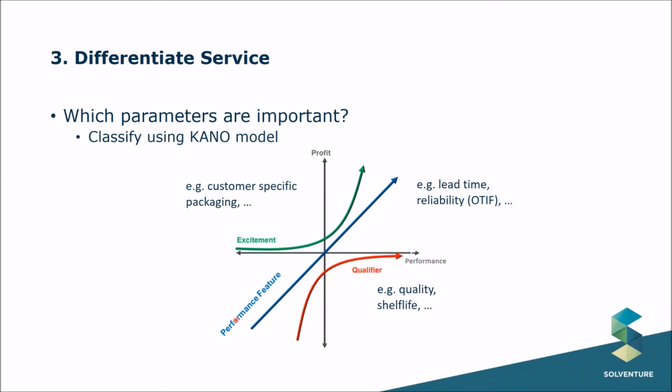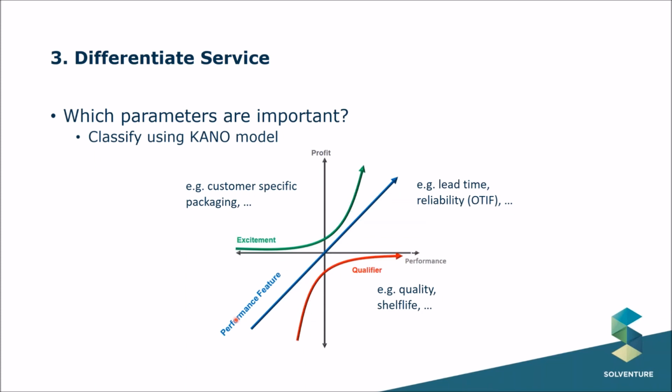And the last one is the excitement. The excitement means, if you go below the competition, it doesn't have a big impact on your profit. But if you go beyond, then it will excite the customer. That one is typically a customer specific packaging. So here the question is, do I want to offer a customer specific packaging for my C customer? Probably not. Okay, so that's what the Kano model says.